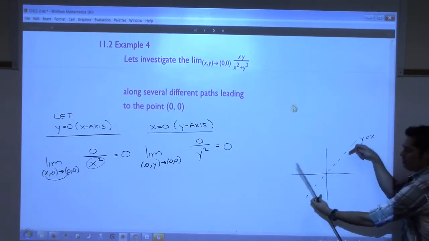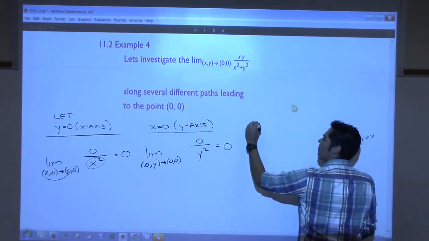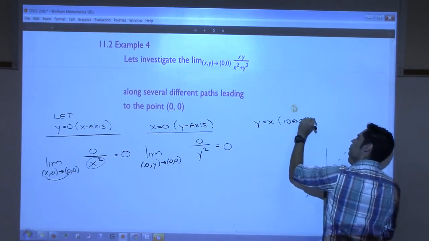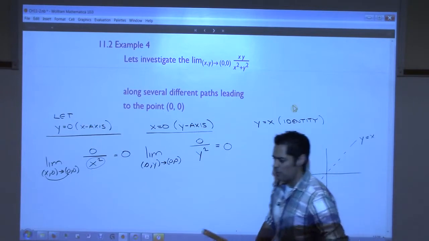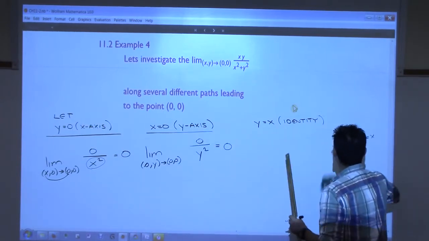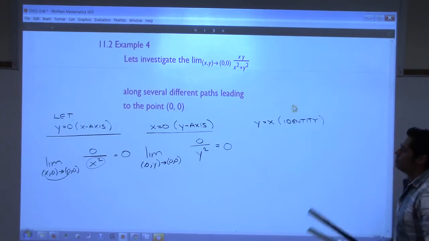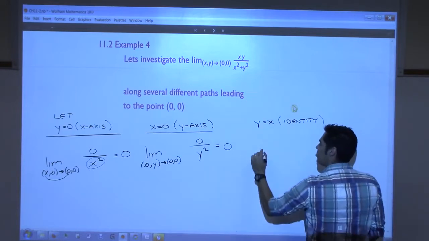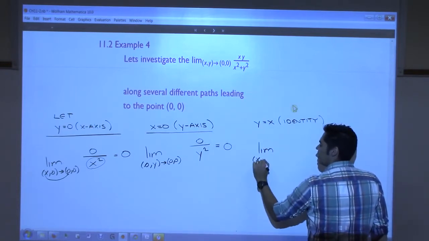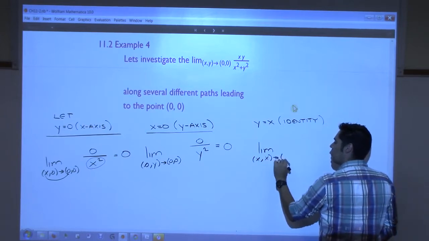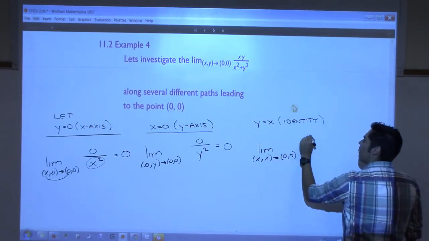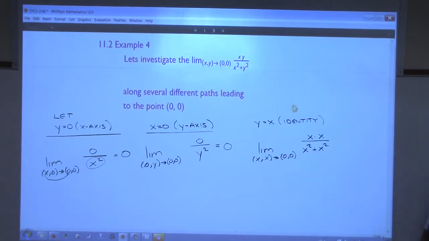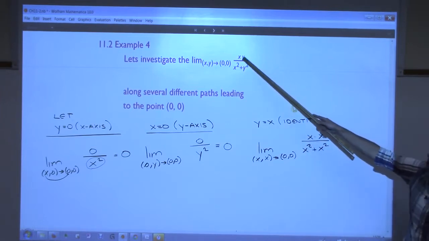So we're going to approach (0, 0) along the diagonal. So that'll be y equals x. We call that the identity function, back from college algebra. So let's approach along the identity and see what happens. I'm going to replace all my y's with x's and rewrite the limit up here. Limit as (x, x) approaches (0, 0) of x times x over x squared plus x squared. So all my y's became x's.